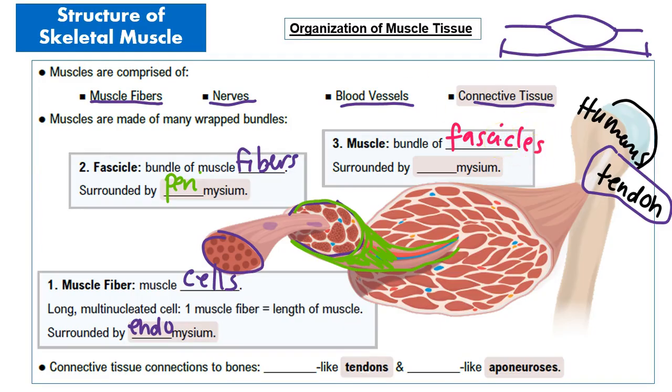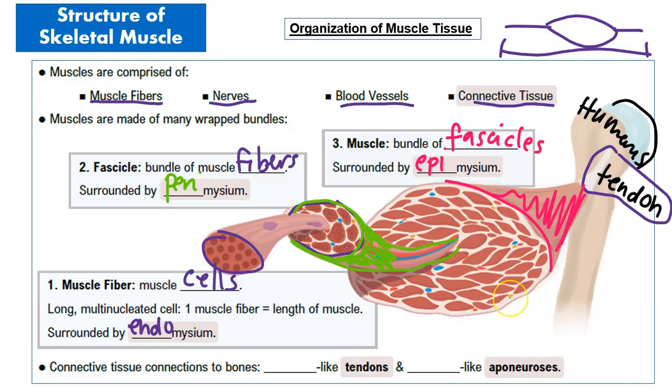So fascicles are made of bundles of muscle fibers, and then muscle is made of bundles of fascicles, okay? And this is going to be surrounded by epimysium. So here's all the epimysium right here. And you might be like, what about the perimysium for the fascicles? Well, let's talk about that. You see all these fascicle bundles that we see here? All the white surrounding it is going to be perimysium.